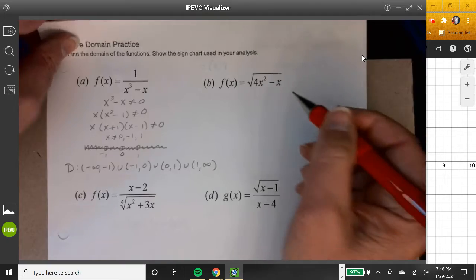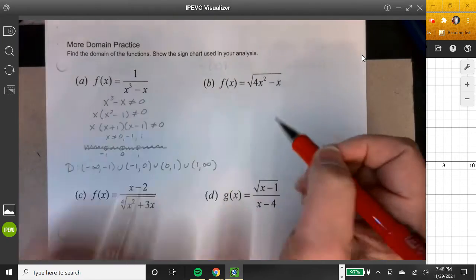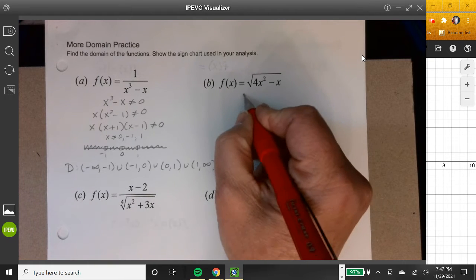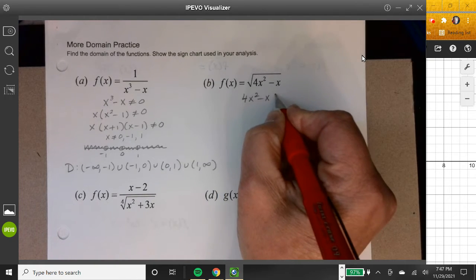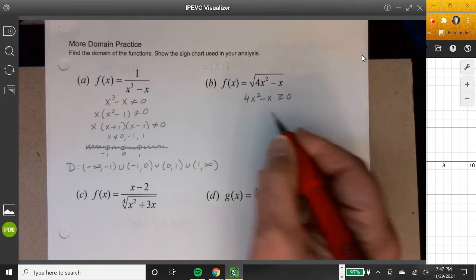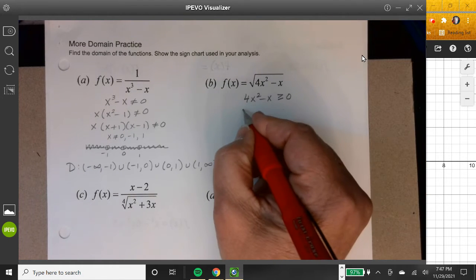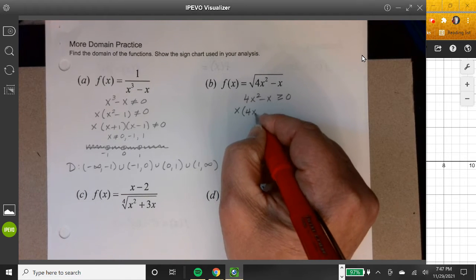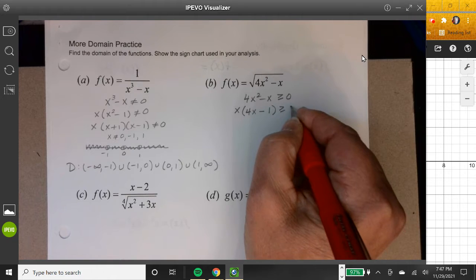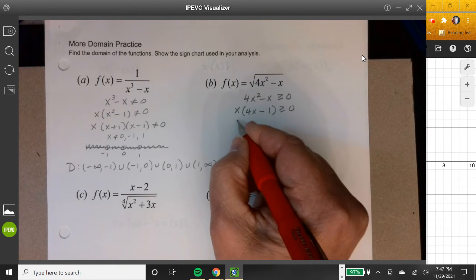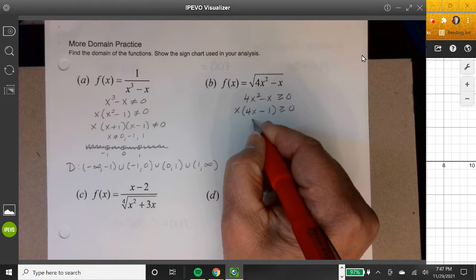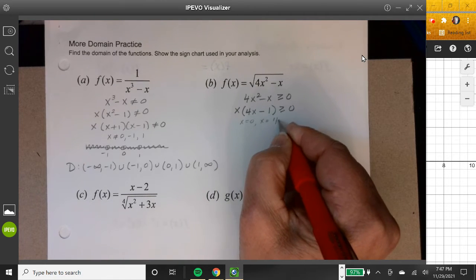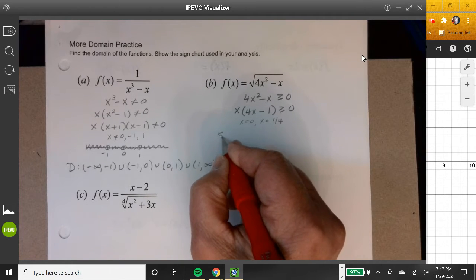All right, now I have one here where I have f of x equals the square root of something. That's an even root. So whatever is under the square root, this 4x squared minus x, has to be greater than or equal to 0. And then we're going to factor this. I'm going to factor out an x, because that's a GCF, and I'm left with 4x minus 1 has to be greater than or equal to 0. And then the zeros here are x equals 0 and x equals 1/4. I'm going to put that on my sign chart.